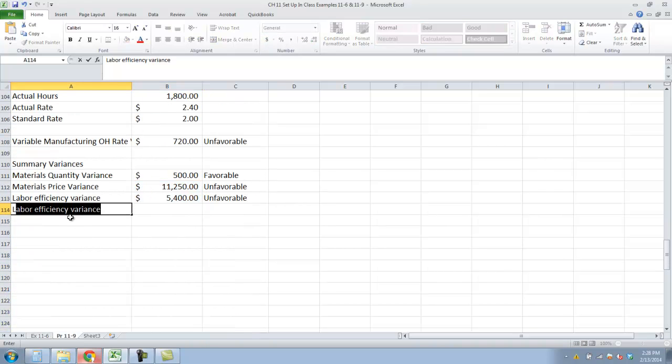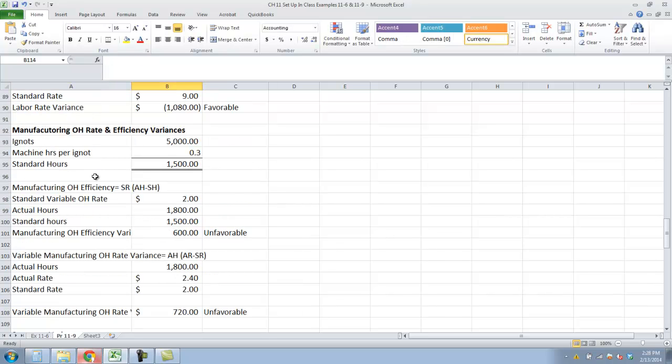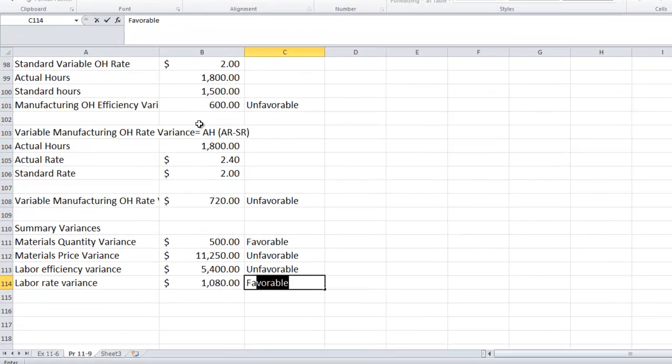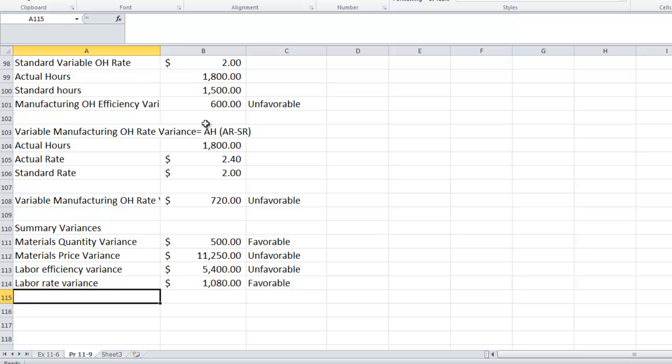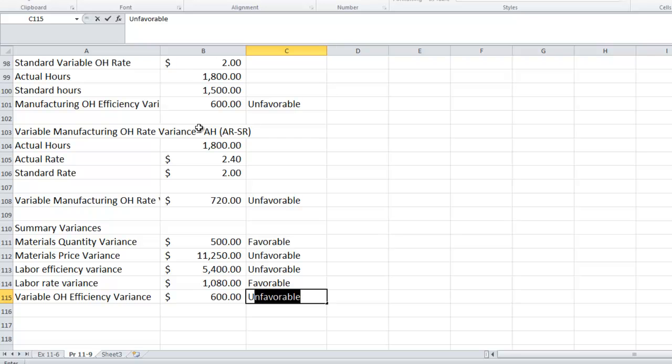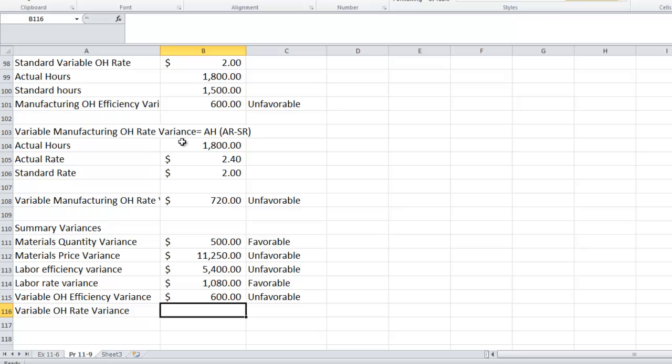Then we had a labor rate variance, and that was favorable, 1080 favorable. And then we had a variable overhead efficiency variance, and that was 600 unfavorable. And variable overhead rate variance, that was 720 unfavorable.